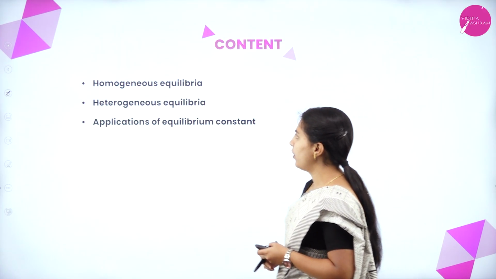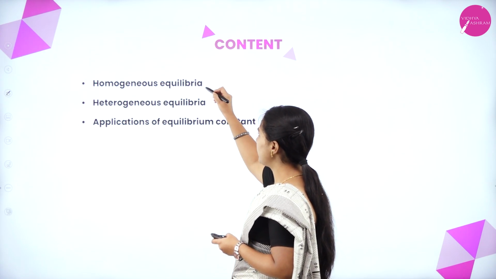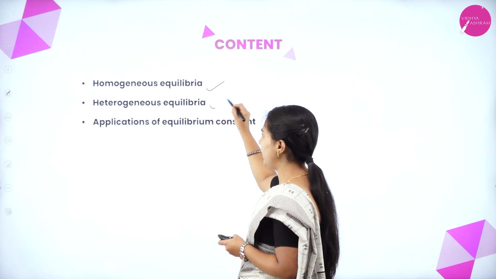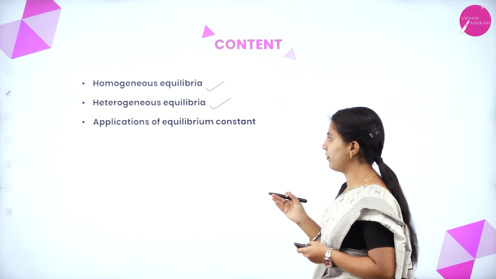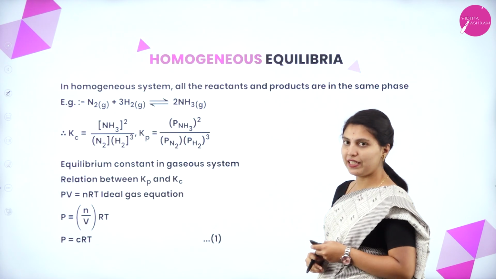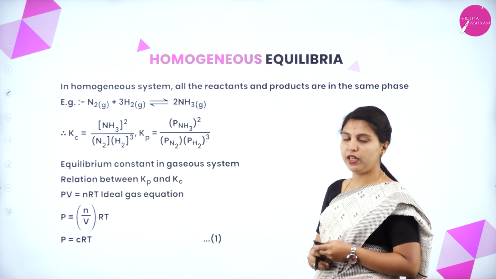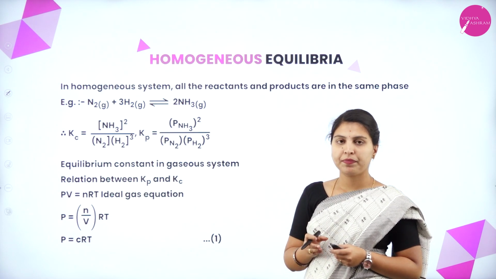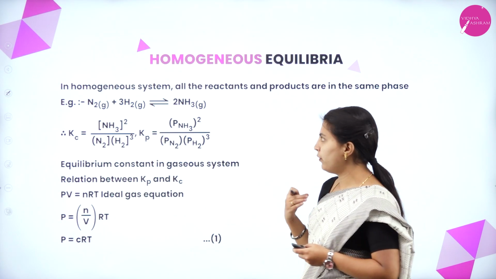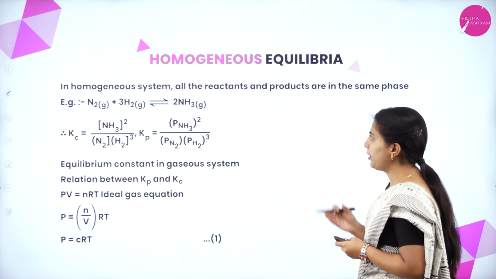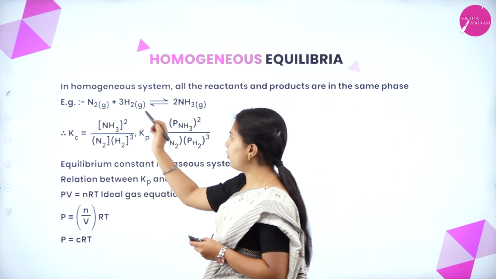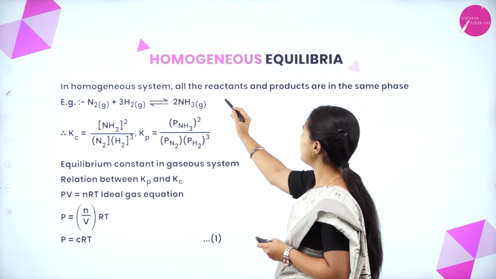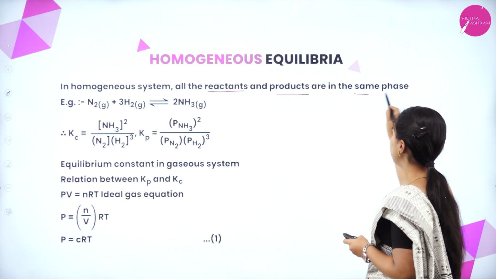In this session, we will discuss homogeneous equilibria, heterogeneous equilibria and applications of equilibrium constant. First, we will see what homogeneous equilibria is. Homo means same, or same phase. Homogeneous equilibrium means that in a homogeneous system all the reactants and products are in the same phase.